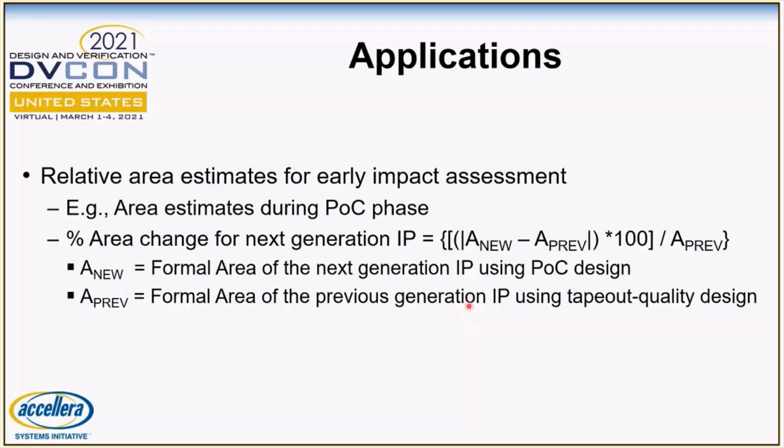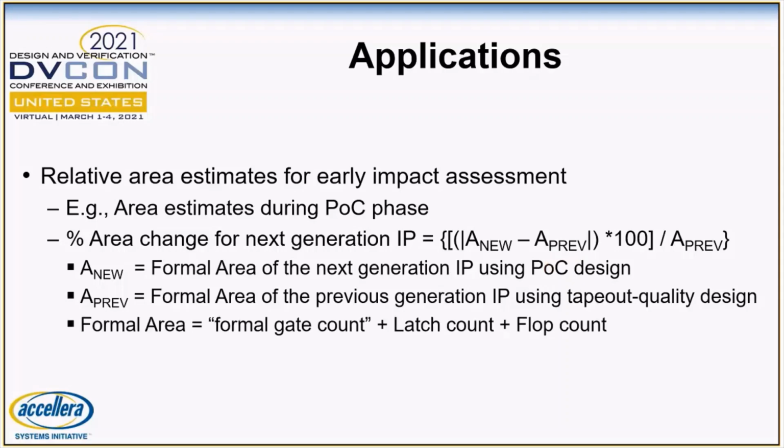After calculating these two numbers, we applied a percentage-based approach as shown here and estimated the relative area change for our next generation compression IP. Here, the formal area represents the summation of formal gate count, latch count, and flop count reported by the formal tool during the design elaboration. Reiterating one more time, the formal gate count does not represent the actual number after the synthesis.